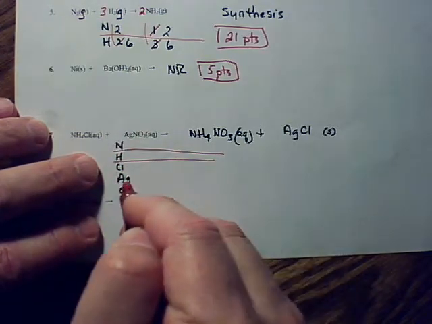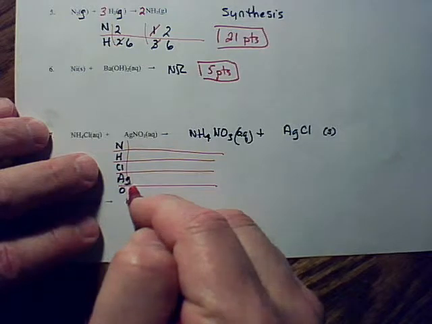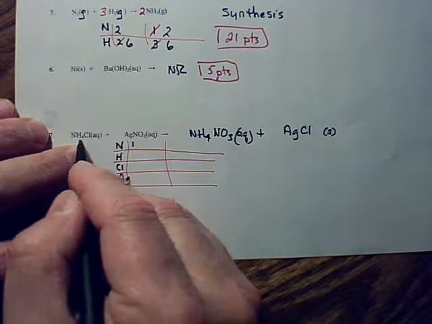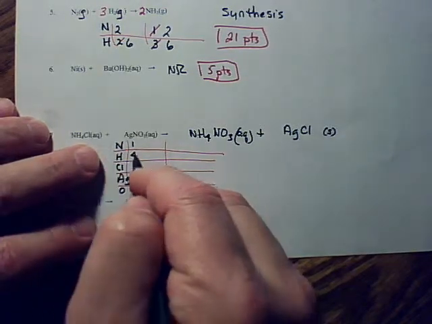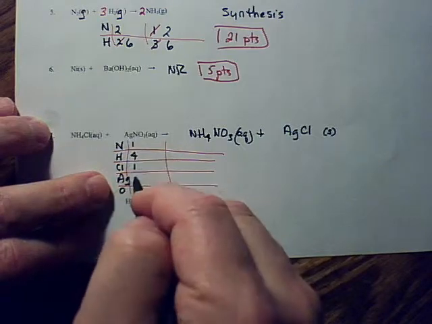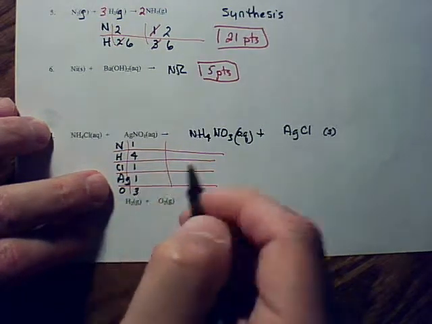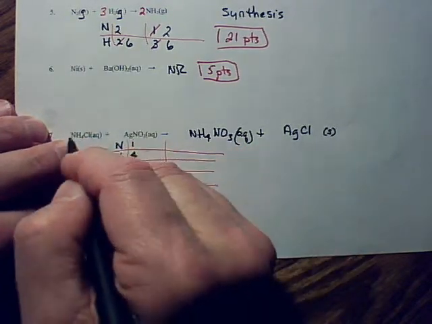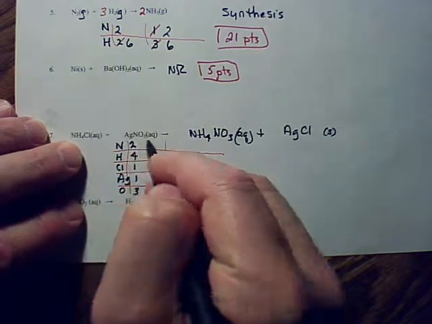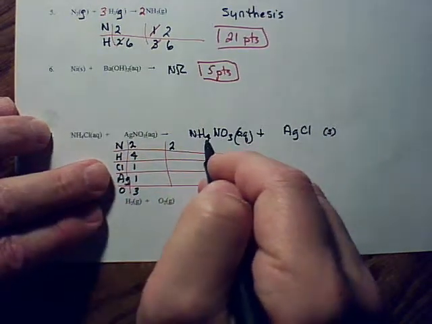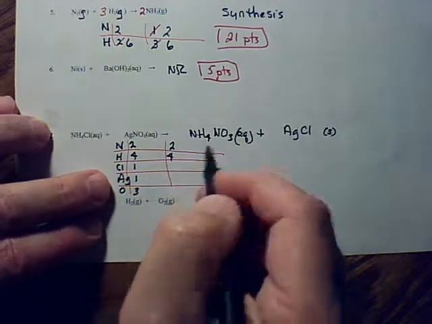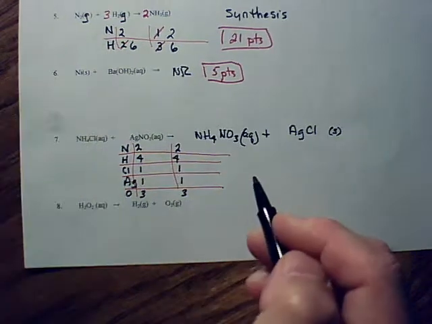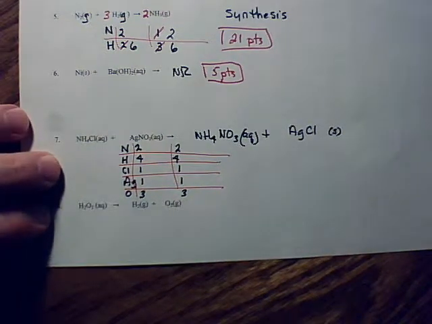Make a grid. Count everything. We have 1 nitrogen, 4 hydrogens, 1 chlorine, 1 silver, 3 oxygens. Over on the other side, 1 nitrogen. No, we got 2. I miscounted the nitrogens. I've got 2 nitrogens, 1 here and 1 here. Over here, I've got 2 nitrogens. I have 4 hydrogens, 1 chlorine, 1 silver, 3 oxygens. That one's already balanced.